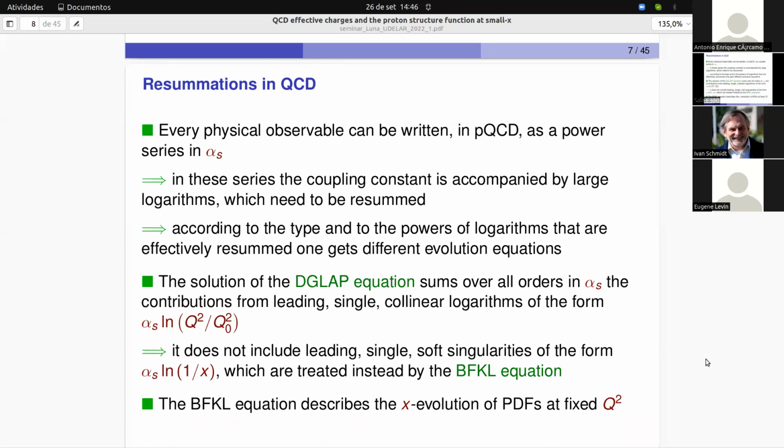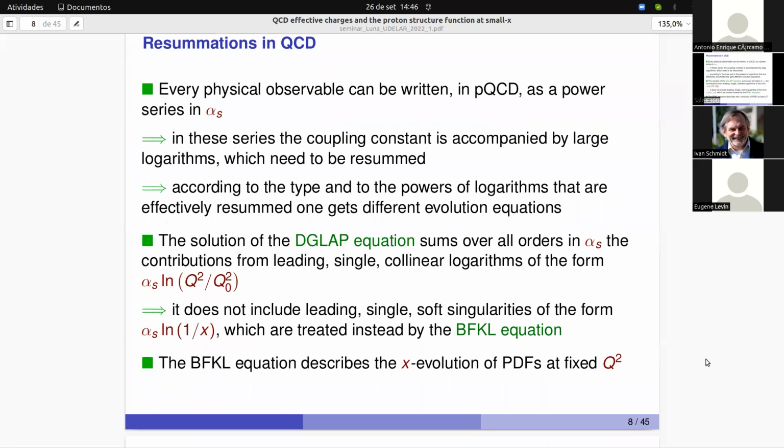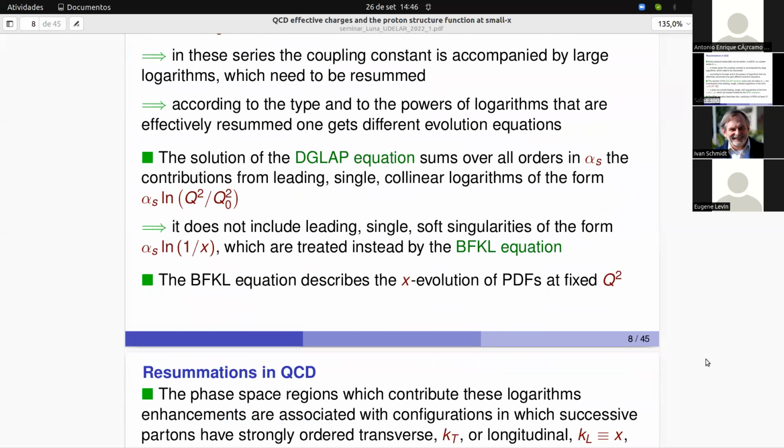Yes. So when I write L_Q with index Q, I'm talking about this kind of logarithm, okay? And when I'm talking about L_X, I'm talking about this kind of logarithm, okay? In short.